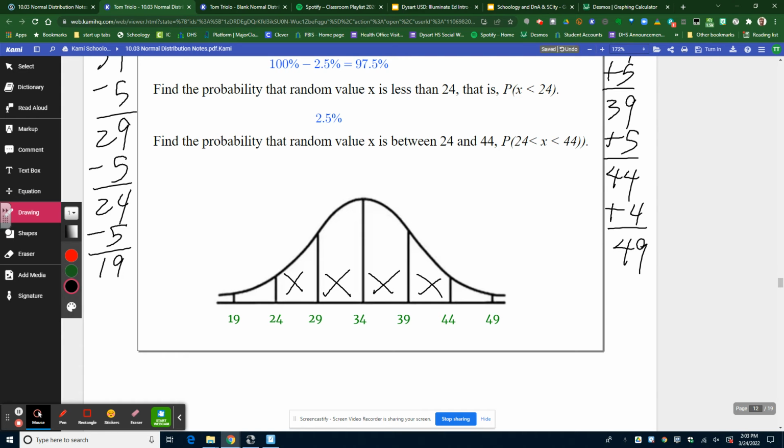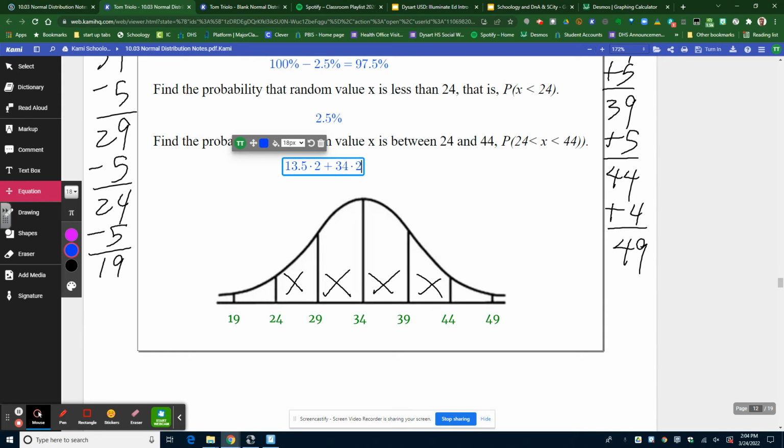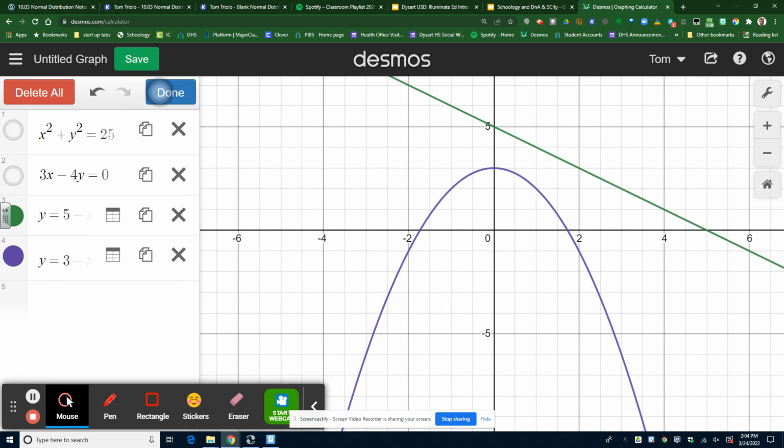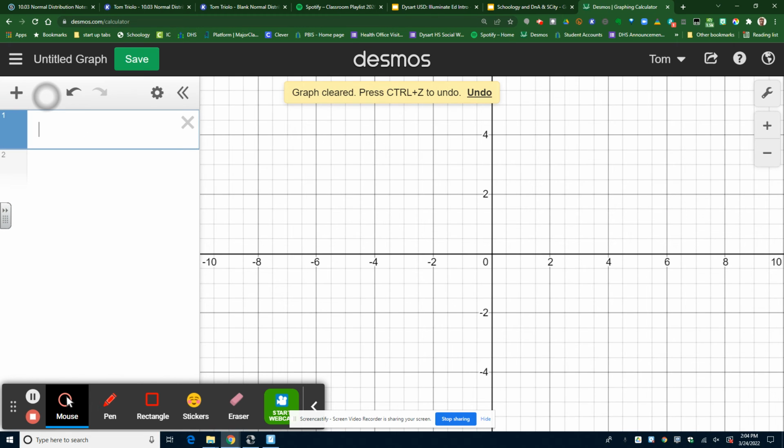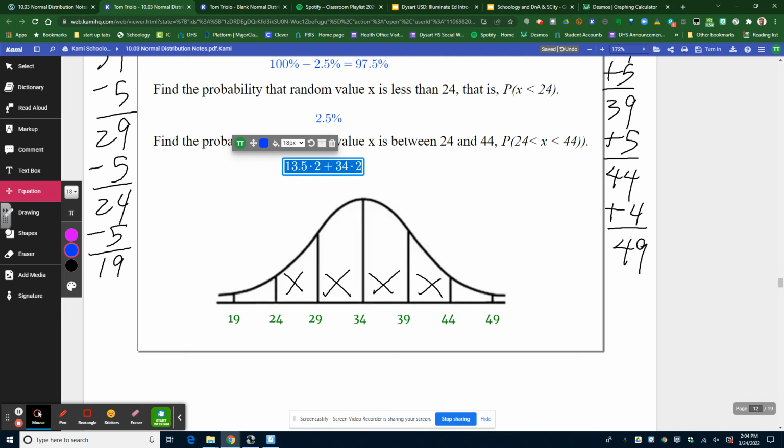Ooh, I love symmetry. So 34 times 2, 13.5 times 2, and add them together. Or you can remember that if I have 2 standard deviations away from either side, that is 95% of my data. But if you don't remember that, then just go ahead and do the arithmetic. So remember, that's 13.5 times 2 plus 34 times 2. And if I don't want to do that work in my head, I can always copy and paste. Notice I did not put the percentages in, because if you put the percentages in, Desmos doesn't like it. And there's my 95. Okay, so equals 95%.